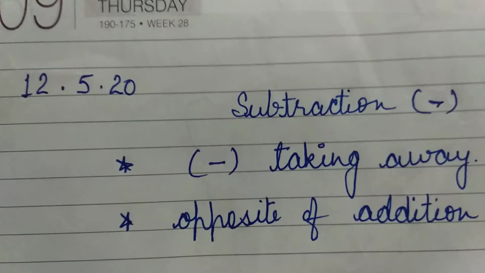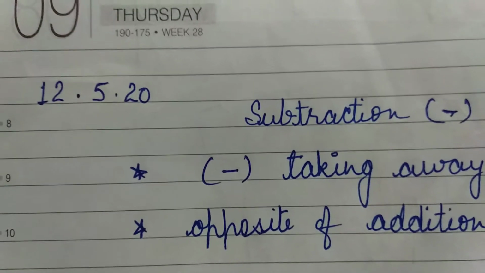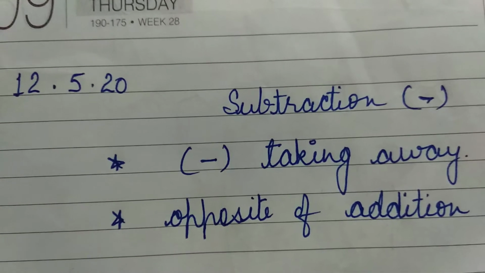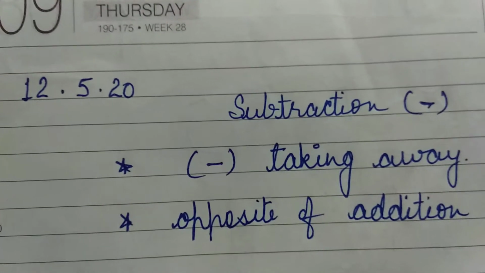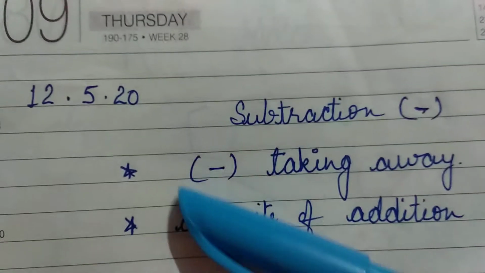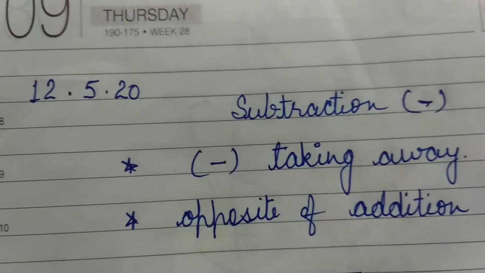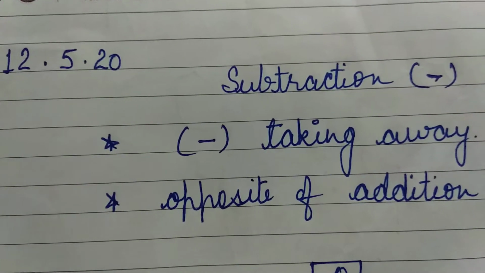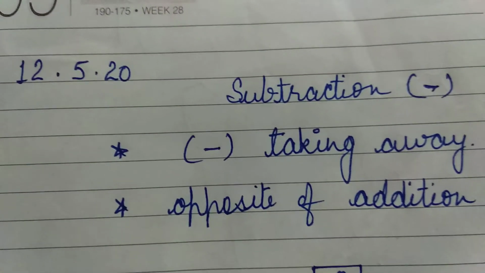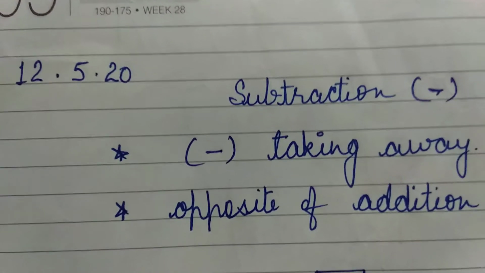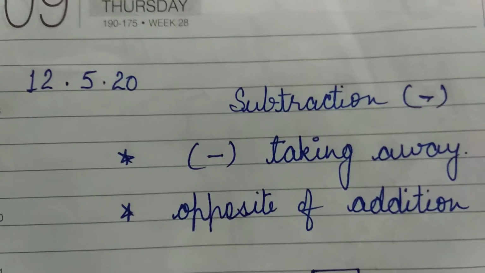So, children, subtraction means taking away one number from another number, and subtraction is the opposite of addition. You can see here, this is the sign of subtraction. So, children, today we'll do subtraction by using column method. While starting column method, first of all you have to make a place value chart as we have done in addition. Fine, and let's take one example.